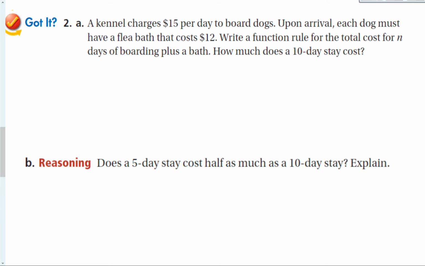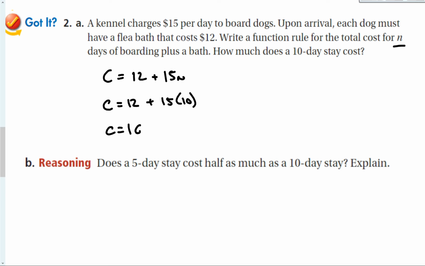So the first part is the cost, right? So let's call this cost is going to be 12 bucks plus $15 for n days. Okay. And then if I want to solve this for 10, it would be 12 bucks plus 15 times 10, which would be 150 plus 12 gives me $162.